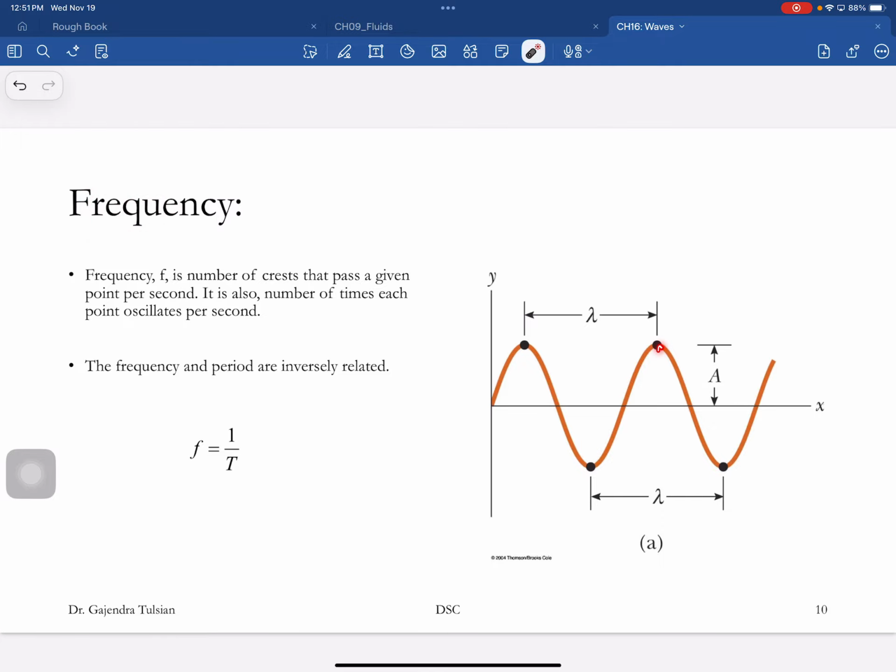Frequency is how many oscillations you get per second. Or if you're standing there, that's how many waves will pass you in a second. So if the frequency is 10 hertz, that means 10 wavelengths will pass you in 1 second. And frequency and period are related like that: frequency is inversely related to the period.